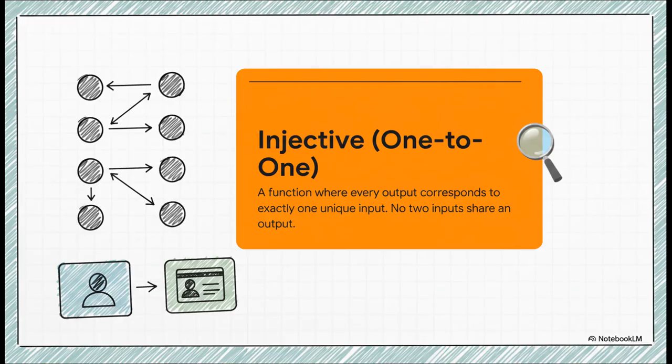First up is something called an injective function, or you might hear it called one-to-one. This is where it gets even stricter. Not only does every input go to just one output, but every output only comes from one input. No two inputs ever share an output. The perfect example is a student and their unique student ID number. No two students ever get the same ID. It's a perfect, unique pairing in both directions.